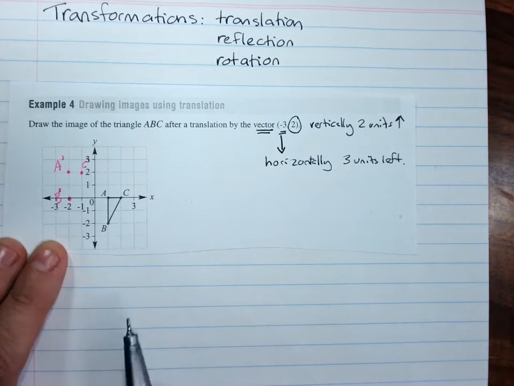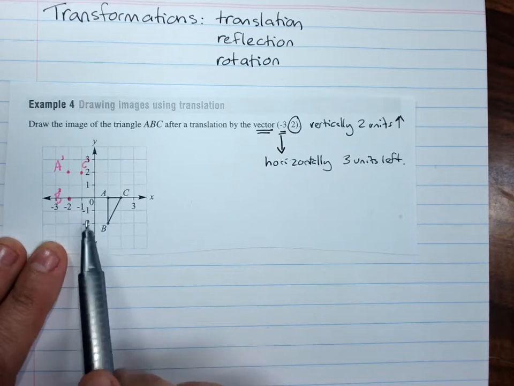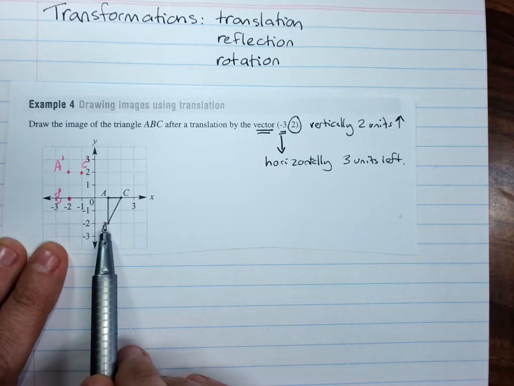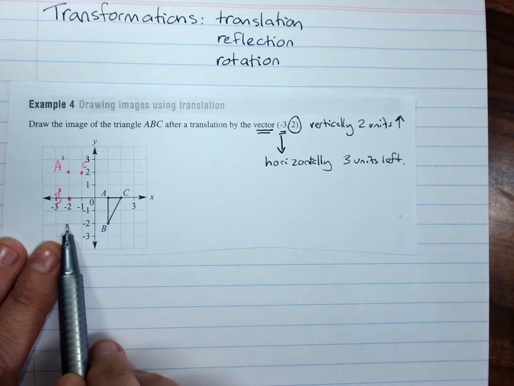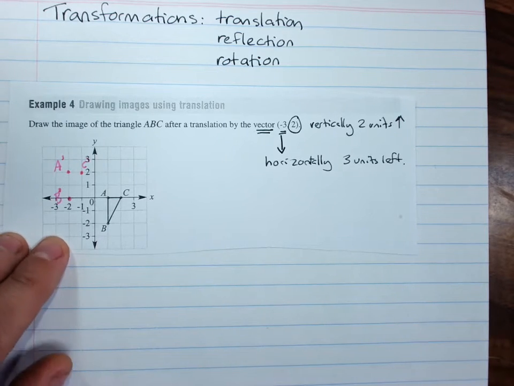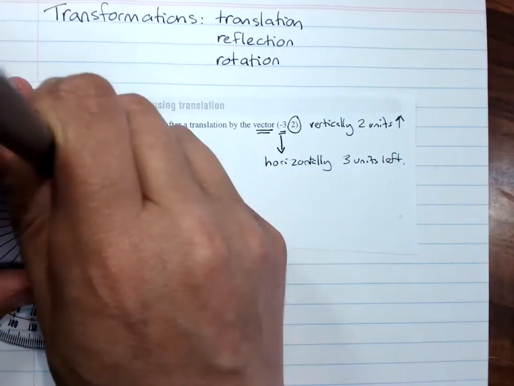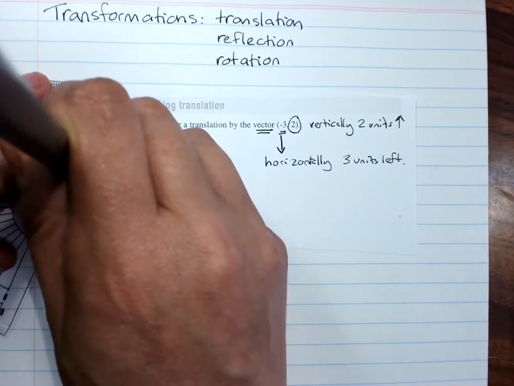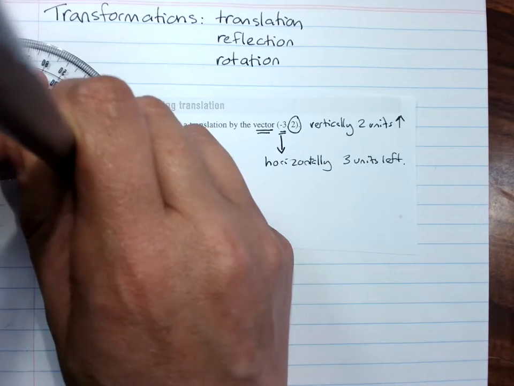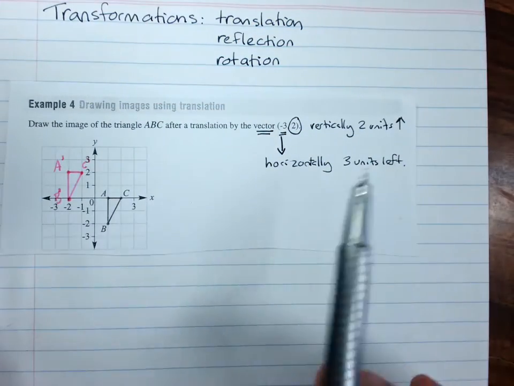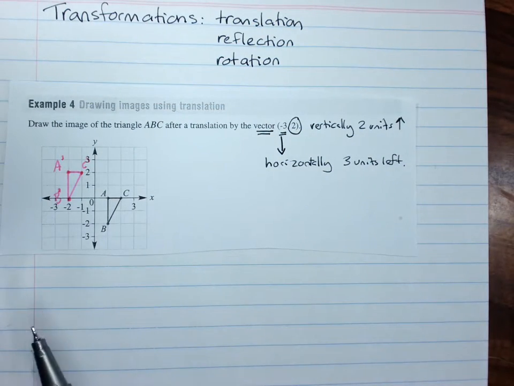But if we are getting anything wrong or if we're all confused, do this with B as well. 3 units left, 1, 2, 3, 2 units up. And then, preferably with a ruler or a straight edge, you finish drawing your shape. So that is translation. It's the same shape, we've just moved it around on the grid.